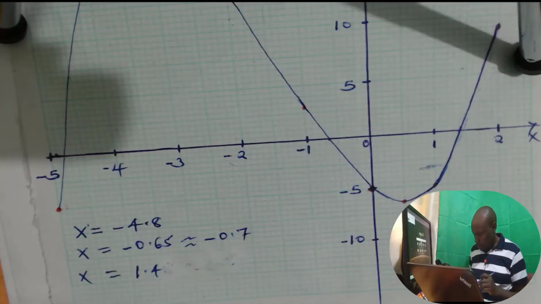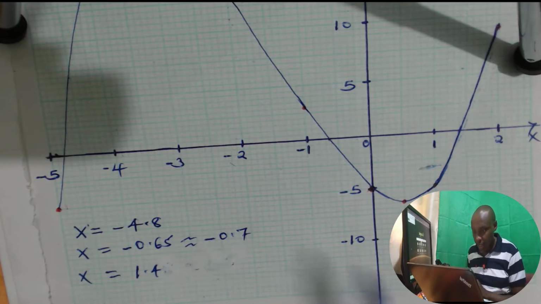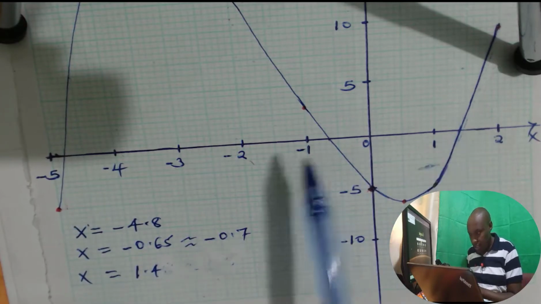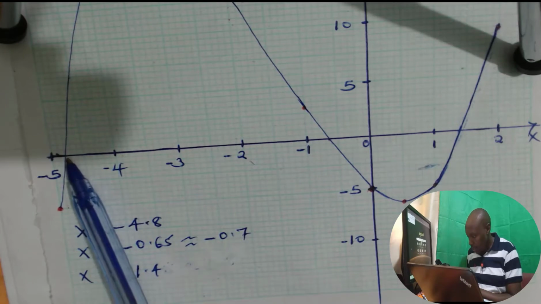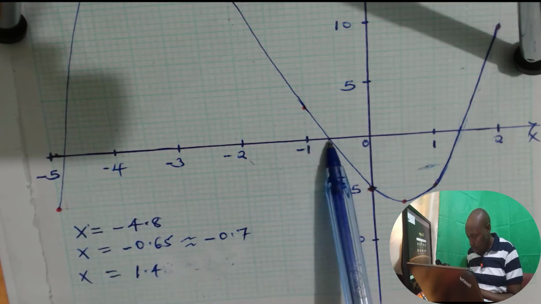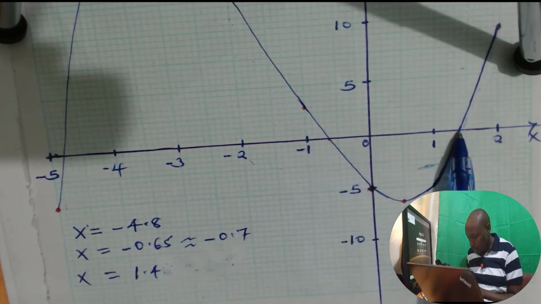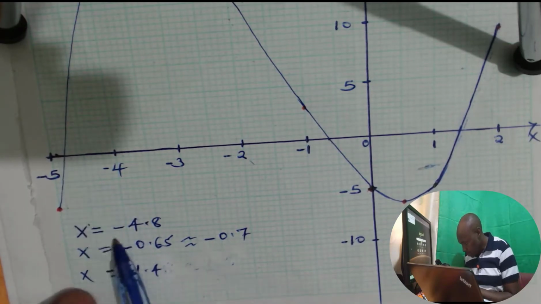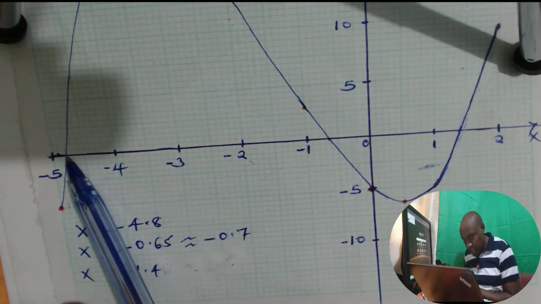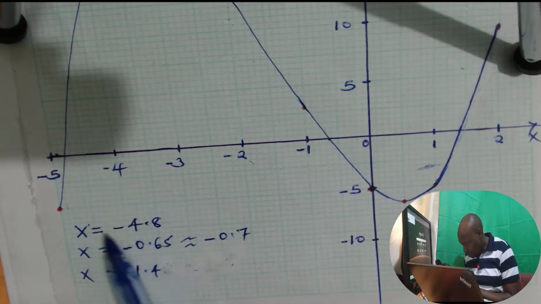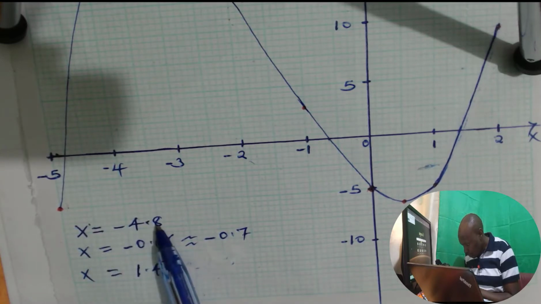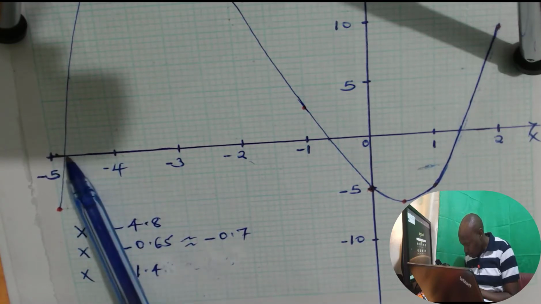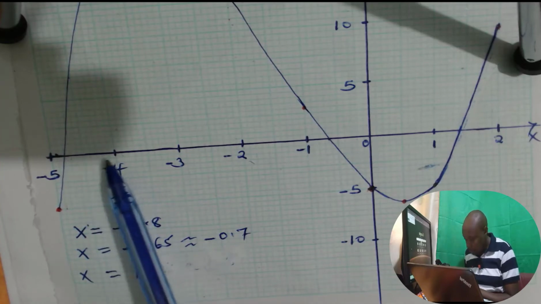So from the graph we check where the curve intersects with the x-axis, and as you can see, there are 3 points. The first point is here, the second point is here, and the third point is there. Those are the points where the curve intersects with the x-axis. So the first one, I've already indicated here. This point is x is equals to negative 4.8. So that is how you give the answer or the solution for that part.